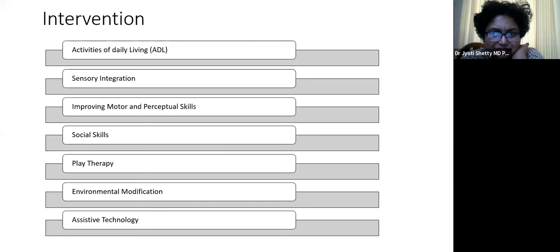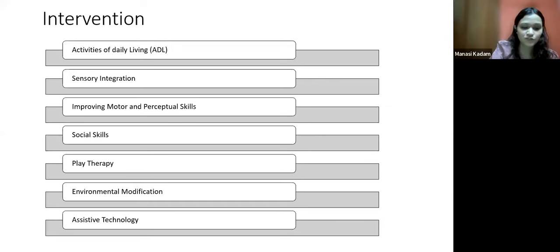The speaker may have to leave after some time. All right. Yeah, sure. Thank you. So we need to see how the sensory skills are.